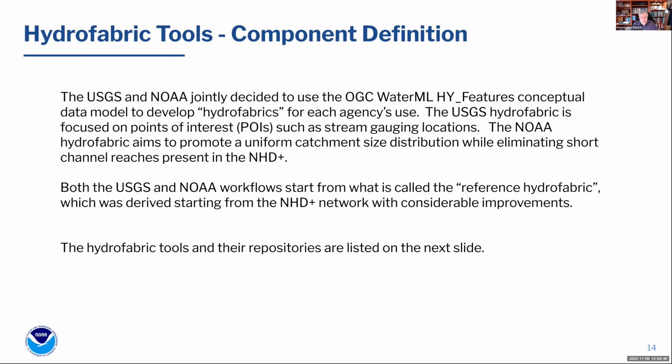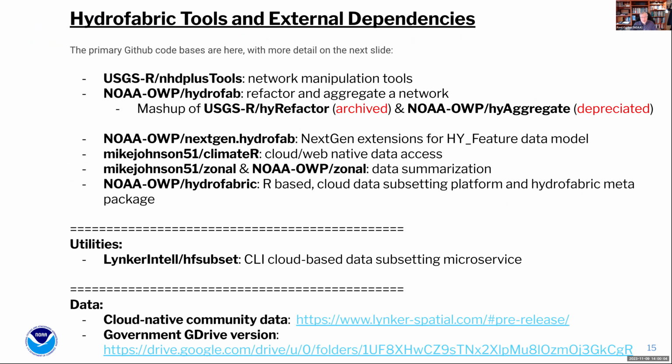Both of the USGS and NOAA workflows start from what's called the reference hydrofabric, which is derived starting from the NHD plus network that's had a lot of editing done to it to improve it over time. And the hydrofabric tools and their repositories are listed on the next slide. And I don't know, some of you might want to take a screen capture of this. There's a lot of information here, but this shows where the present tools are for manipulating the hydrofabric.